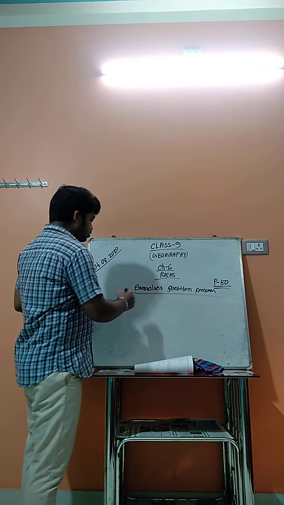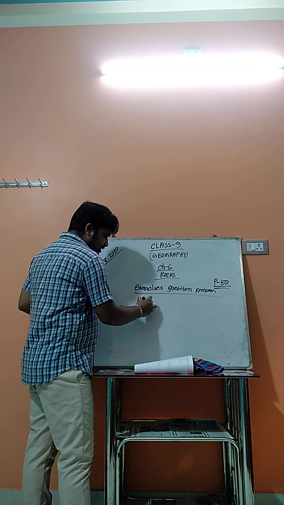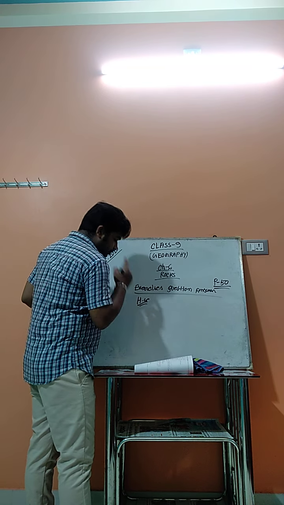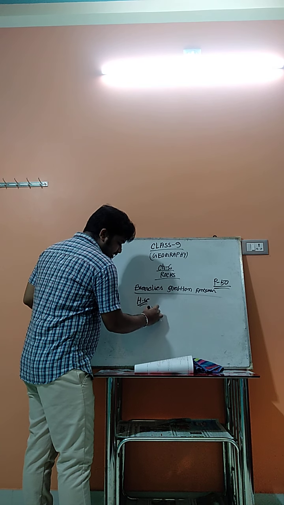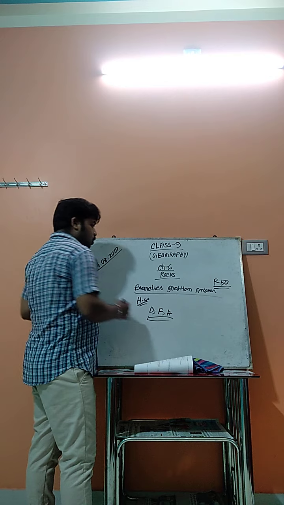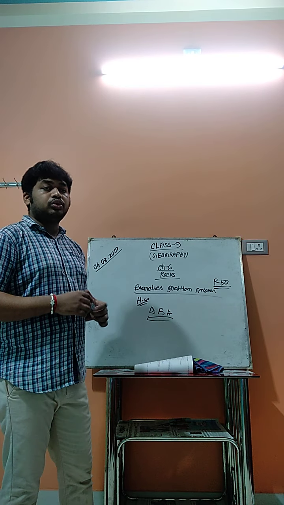Now just mark out your homework. Everything I discussed is your homework. I will also keep a few questions as homework: there is a number T, F and H. These three are your homework. Just write them down in your copy with the question and answer.